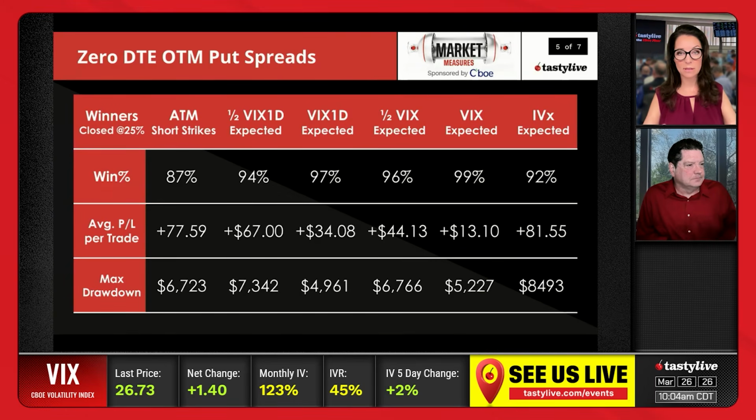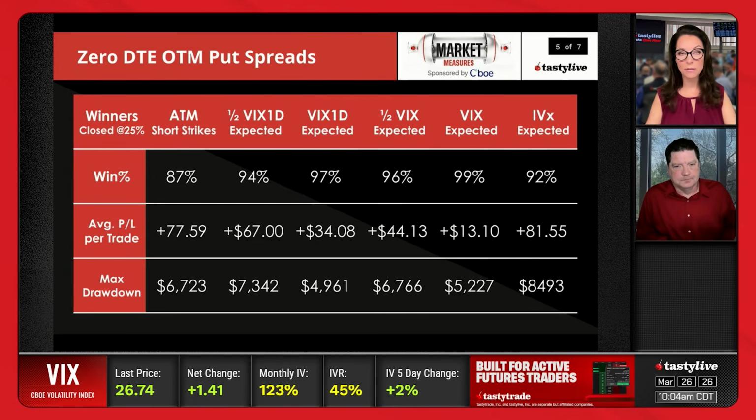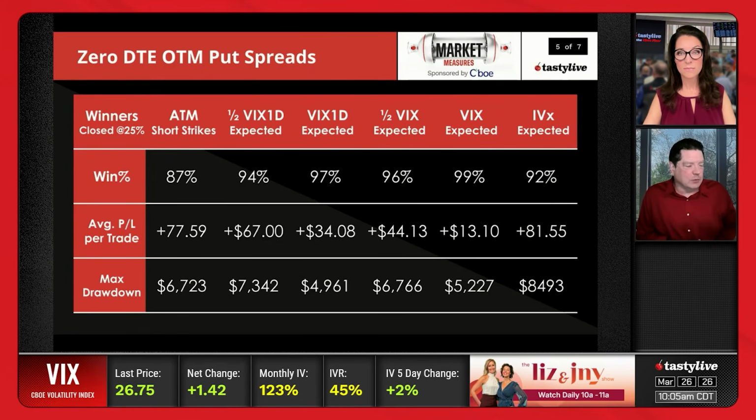This is testing various put spreads, and our viewers have seen many times testing put spreads, whether they be at the money or at the expected move. But what confused everyone with this study is that we have all these different places where you're going to put your short strike: half VIX 1D, VIX 1D, half VIX, VIX, IV, and people were confused. Understandably. All right. So as you said, what that row along the top says is, where do I place my short strike of the short put spread?